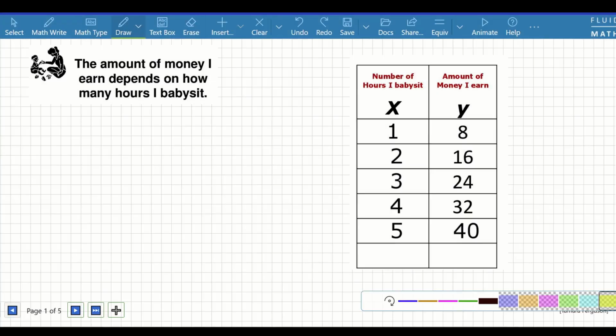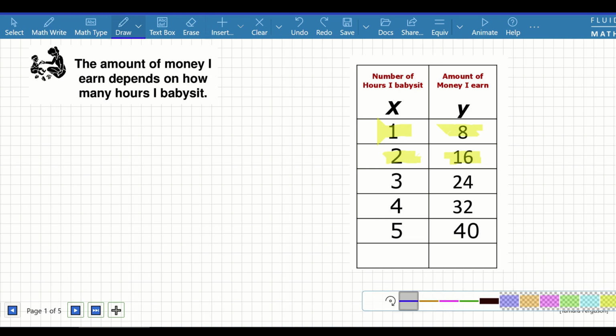Putting data in a table is a great way to see patterns in relationships. For instance, what do we notice about this table? Well, if I work 1 hour babysitting, I will make $8. If I work 2 hours, I will make $16.